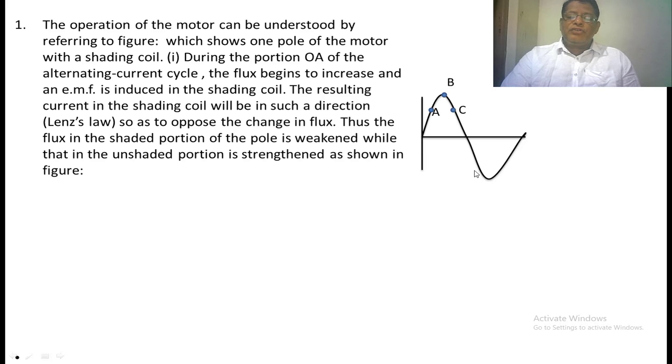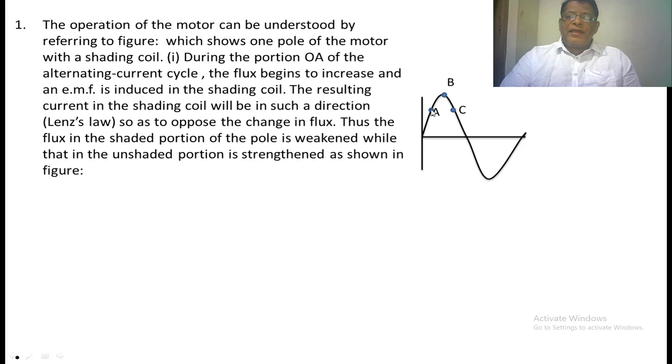See here, we have taken the sinusoidal voltage which is applied to the stator winding. This is a positive cycle, this is a negative cycle. We have taken three points, A, B, C. This point we can take as the origin, O. Whenever we apply this sinusoidal voltage to the stator winding, the current is also sinusoidal, and the flux created by the stator winding is also sinusoidal.